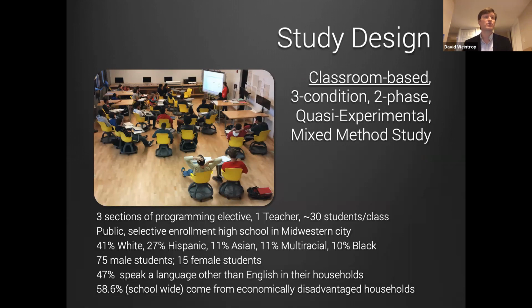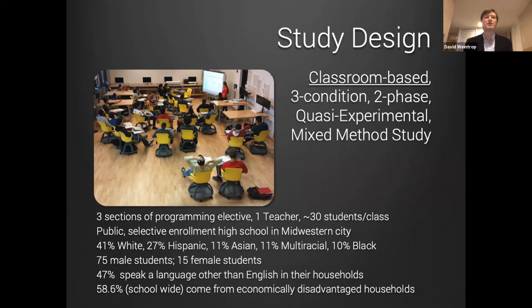The classes were racially diverse in a breakdown that roughly matched the school overall. There were 75 male students to 15 female students, which is not ideal, but is reflective of what enrollment usually is in that school, and was also out of my control as someone doing a study in a school where the school gets to decide who's in what classes.